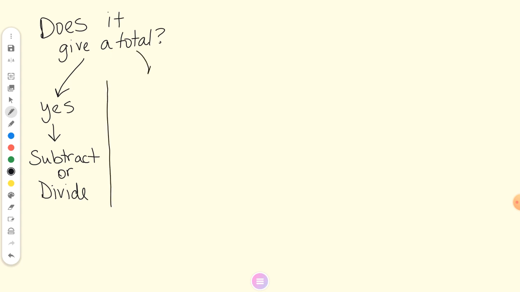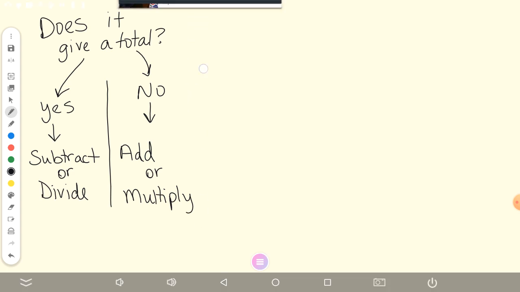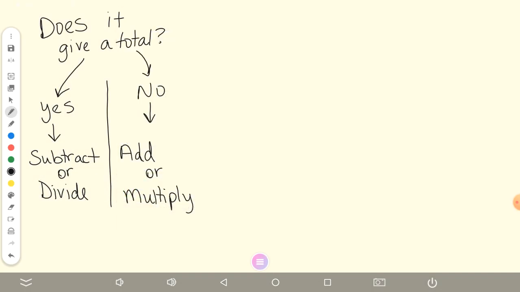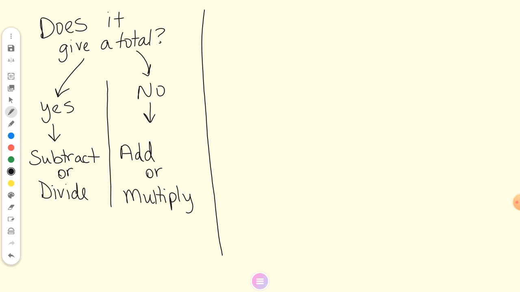Okay, what if it doesn't give you a total? What if it asks for a total? Haley? It would have to be multiply or add. Okay, and again, today we're focusing on fractions, but this is true for any word problem. That gives us a 50-50 guess now.